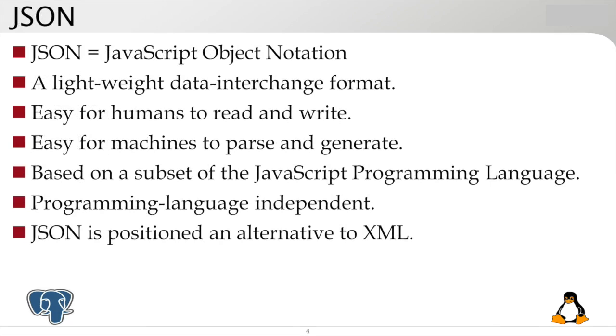This slide summarizes what JSON is. JSON is an acronym that stands for JavaScript Object Notation. It is a lightweight data interchange format that is very popular nowadays. JSON is preferred as an alternative to XML, so it has a few outstanding features, such as being easy for humans to read and write, easy for machines to parse and generate, and it is based on a subset of JavaScript. And it is also programming language independent, so you can use it from Ruby or Python.